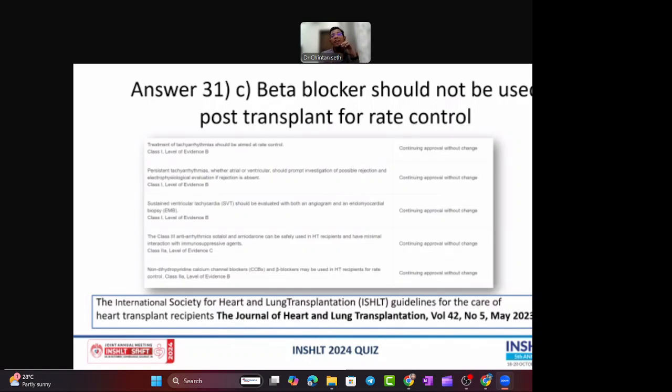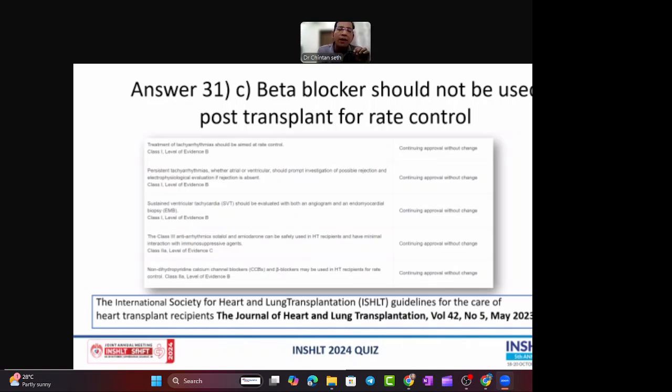Here there is a very clear-cut guideline published in 2023 by ISHLT, with class 1 or class 2 indications. Treatment of tachyarrhythmia should be aimed at rate control. Persistent tachyarrhythmias, whether atrial or ventricular, should prompt investigation of possible rejection, and electrophysiological evaluation if rejection is absent. So with any tachyarrhythmia, think of whether there is rejection. Sustained ventricular tachycardia should be evaluated with both angiogram and endomyocardial biopsy to rule out rejection or coronary artery events. Class 3 antiarrhythmics like sotalol or amiodarone can be safely used.